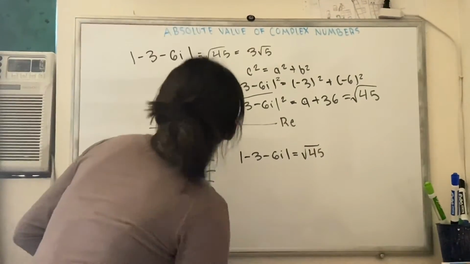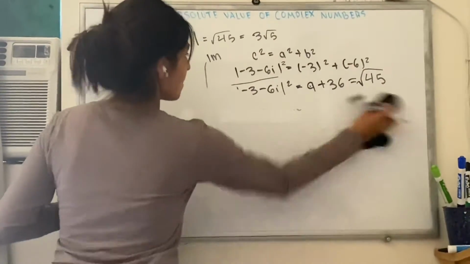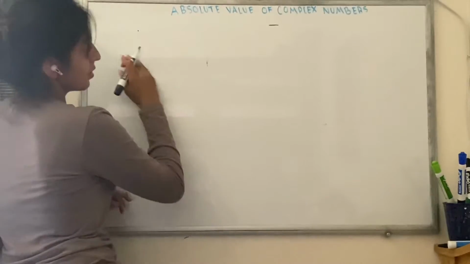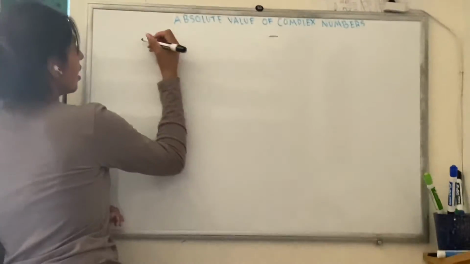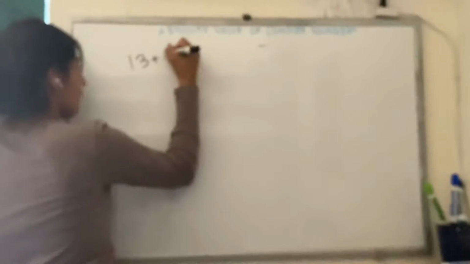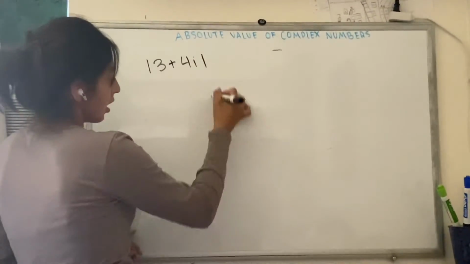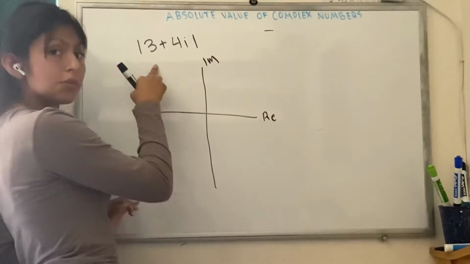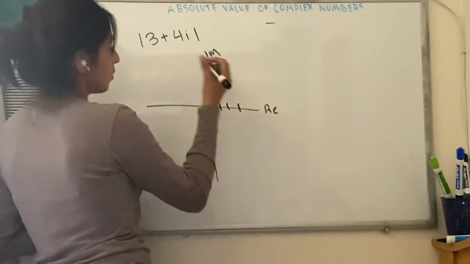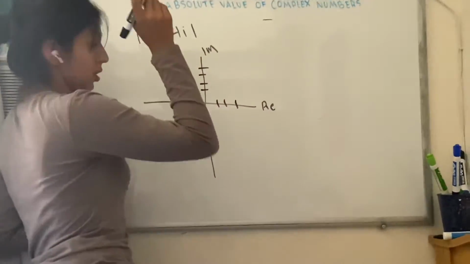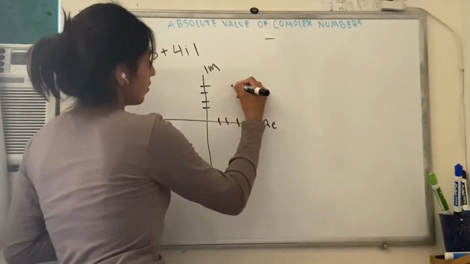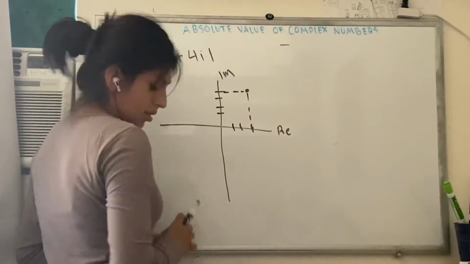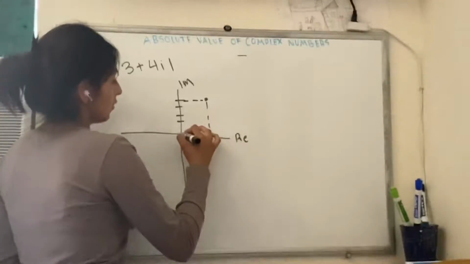Okay, on to our next problem. So the next problem is 3 plus 4i. Again, we will draw our complex plane, and this time we will go to the right 3. 1, 2, 3, and we will go up 4. So this is our point right here. And then we can draw our right triangle once again.